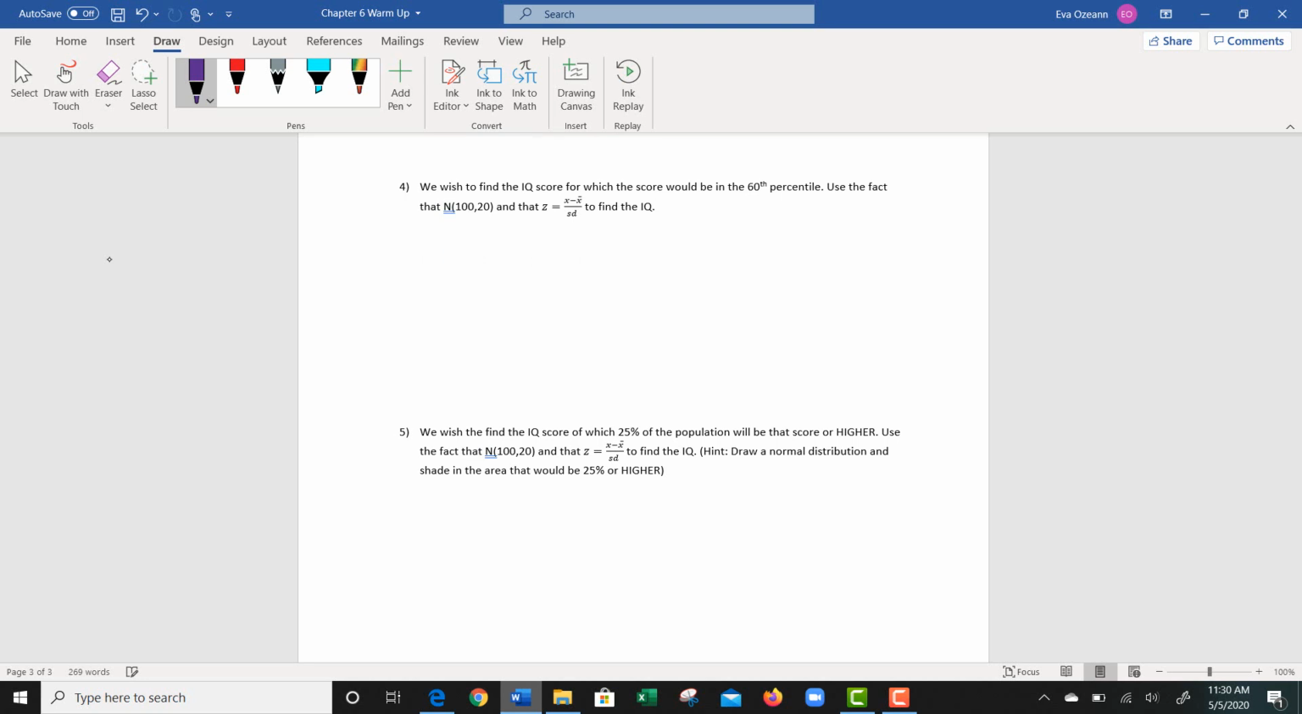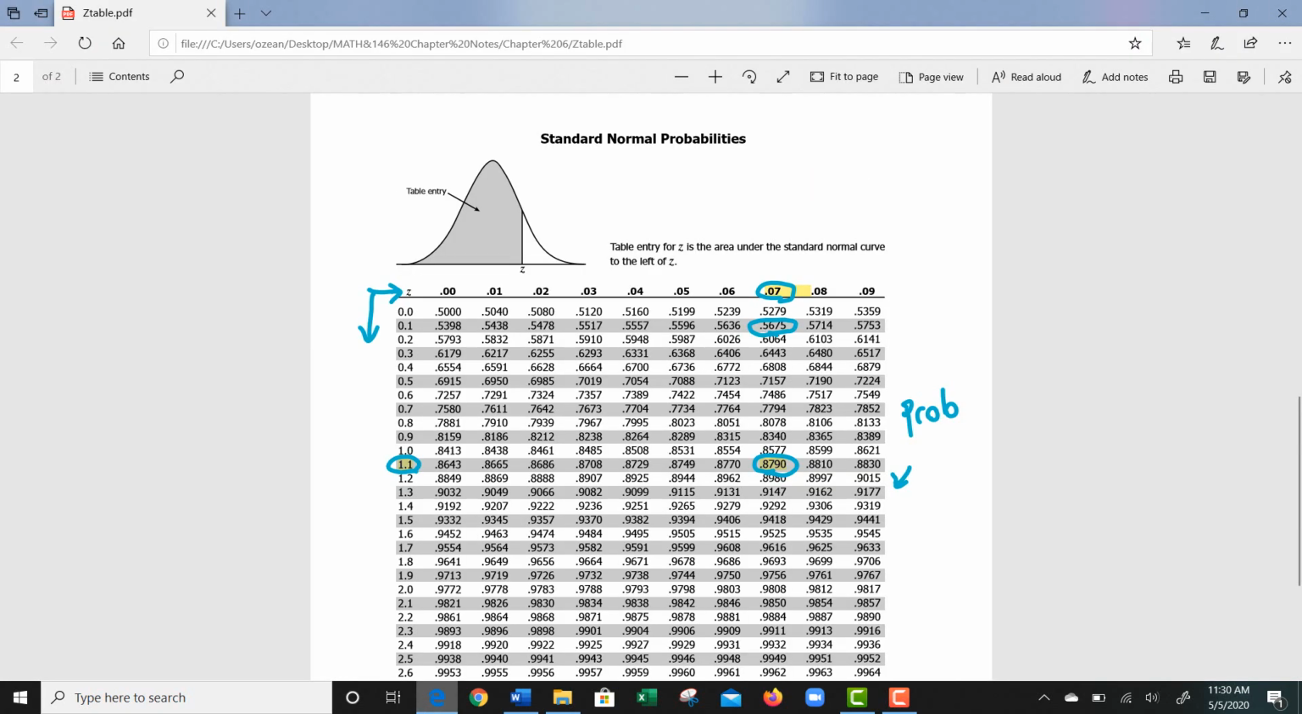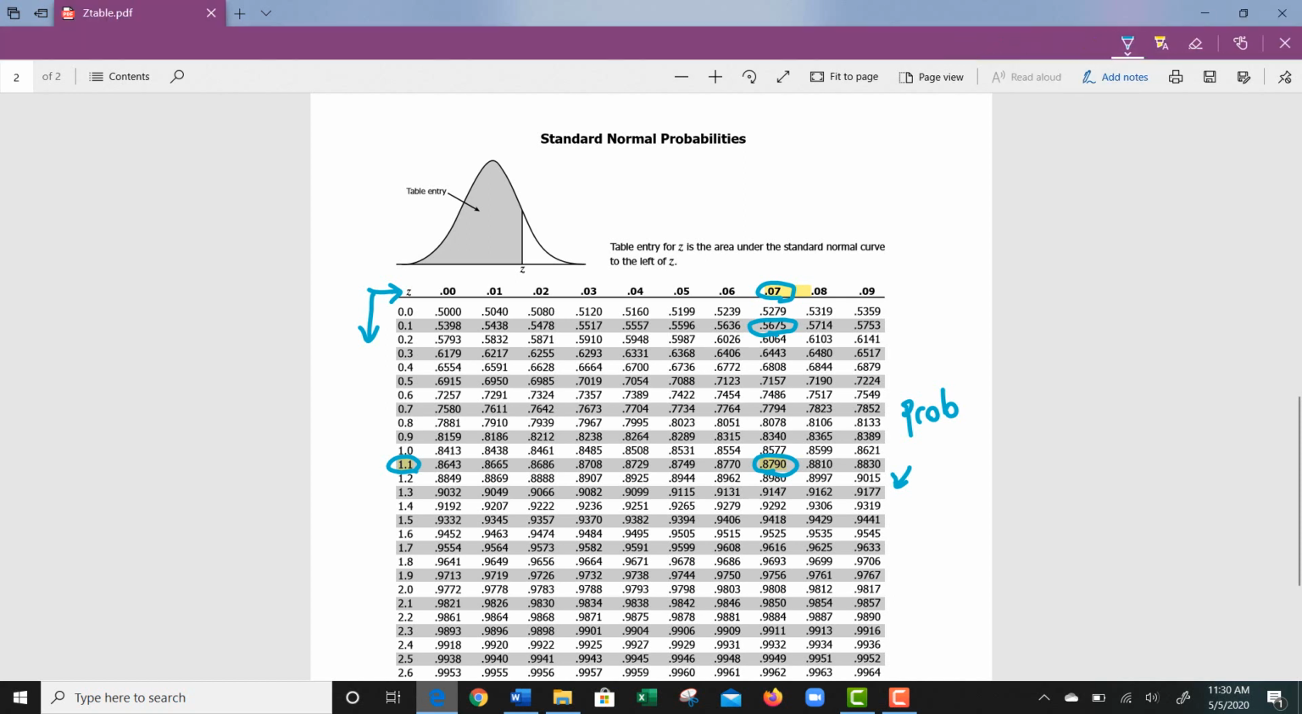Now, let's say that we wish to find the IQ score for which the score will be in the 60th percentile. Since we're looking at the 60th percentile, we're going to have to work backwards. So again, we go back to our z-table, and remember, we're looking in the center part for a value close to 60%. I can see a value kind of close to 60%. It looks like maybe this one right here, which I just covered up. That would be a z-score of 0.26.